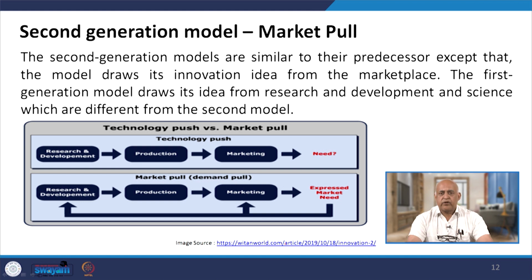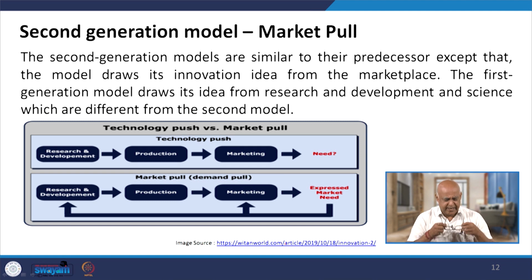The second generation models are similar to their predecessors, except that the model draws the innovation idea from the marketplace. So here we will find that the focus is on customer demand. The first generation model draws the idea from research and development and science, which is different from the second model.